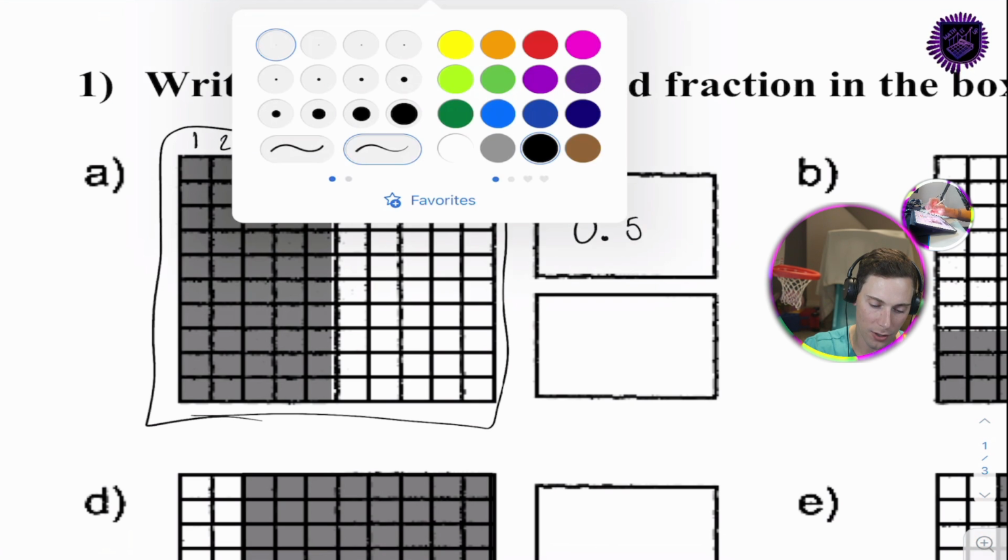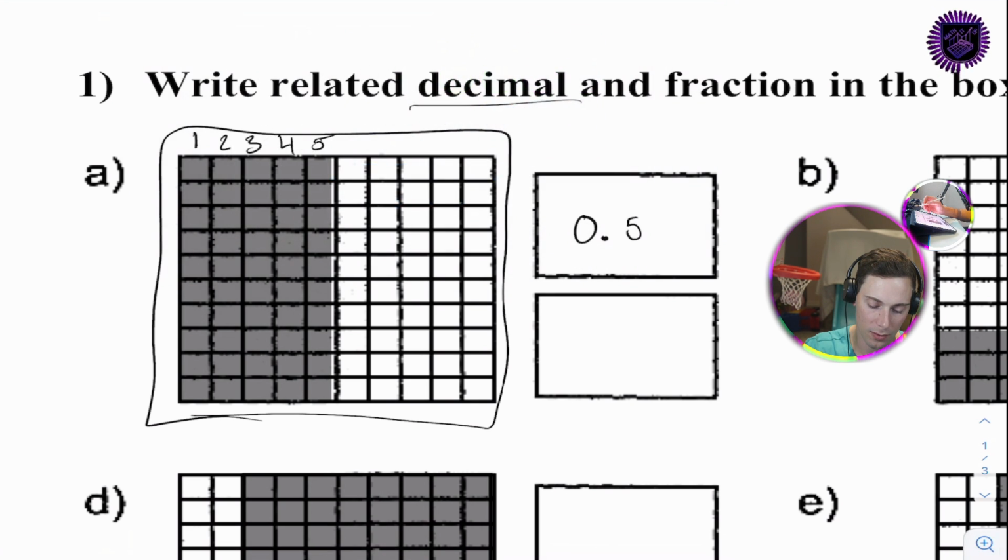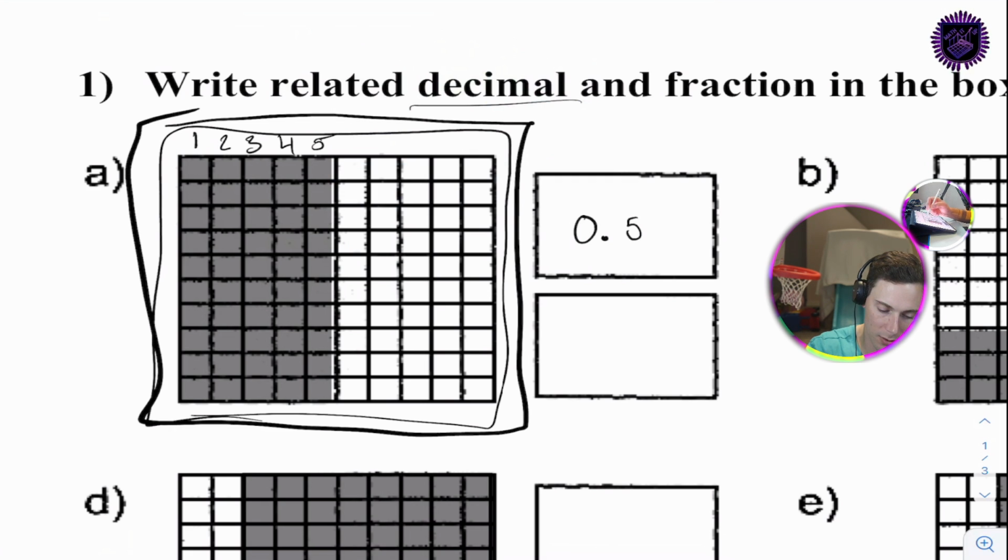The fraction is going to be, well, if you look at the box here, there's 100 pieces. So the total is 100. How much do we have? We have 50 that are filled. That is our decimal and fraction.